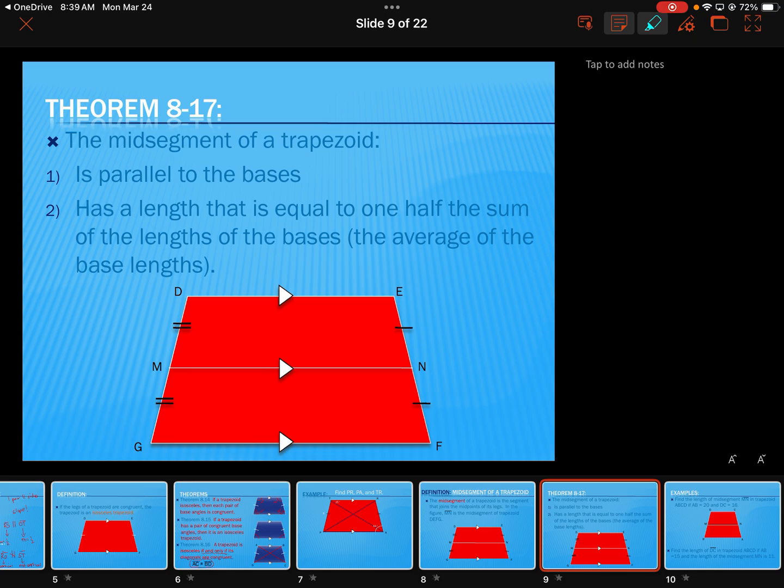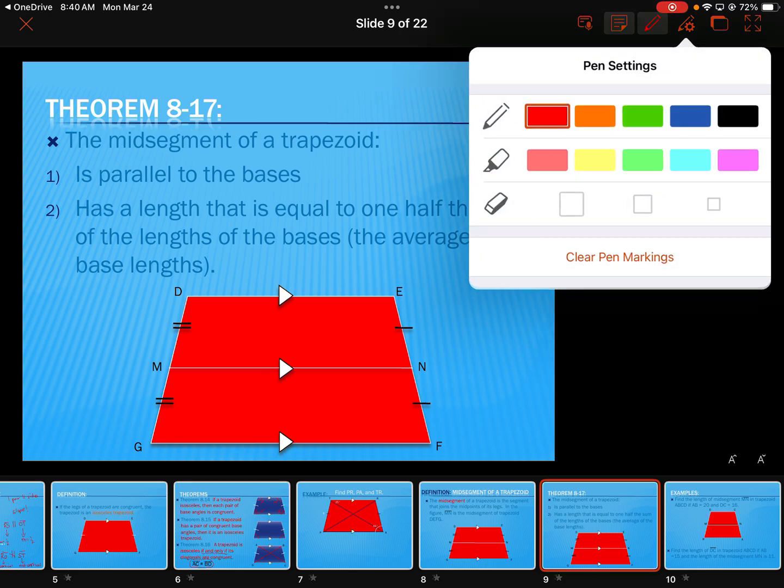Here's theorem 8.17. Here's two things we know about the mid-segment of a trapezoid. First thing is it's parallel to the bases. So that does guarantee that those other two little shapes that are created are trapezoids. Also, it has a length that's equal to half the sum of the lengths of the bases. It's just the average of the two.